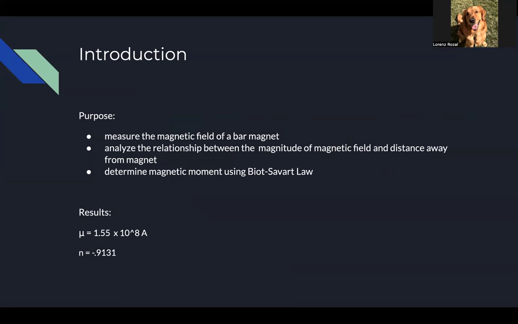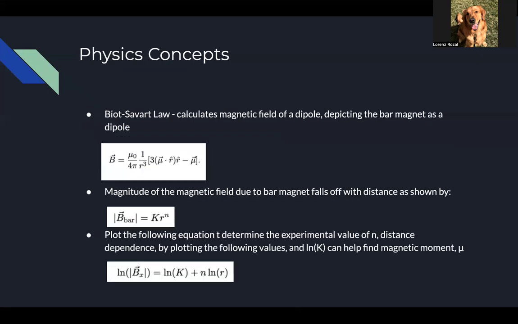Our results ultimately showed that the dipole moment was 1.55 times 10 to the negative 10 to the 8, and our distance dependence was negative 0.9131. So these are the main physics constants that are used.